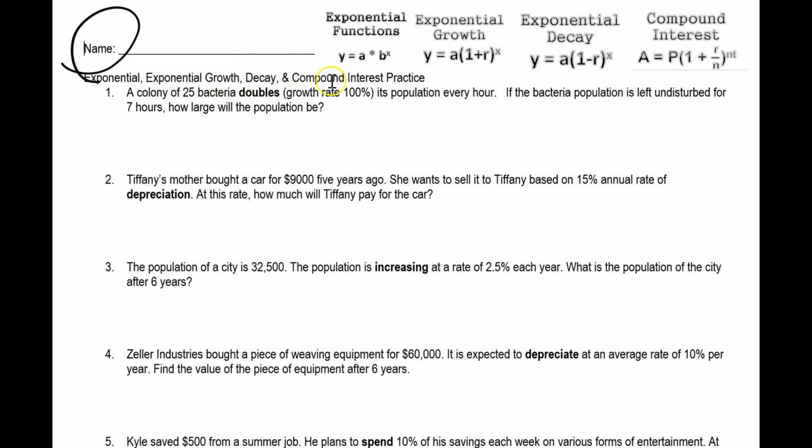So I would use this formula if something says that it's growing rapidly or growing at this percent; you will use exponential growth. If it says it depreciates or it decays, you will use exponential decay. And if something says compounded, you use compound interest. All right, that's what you would use.